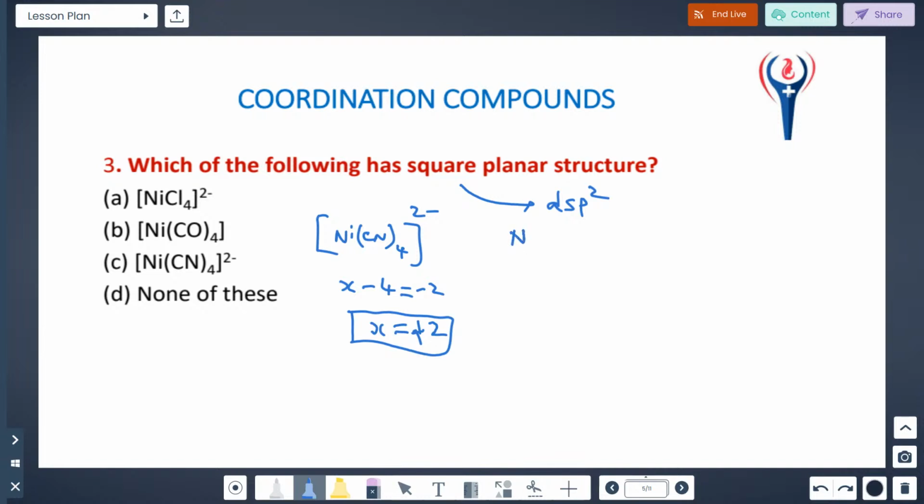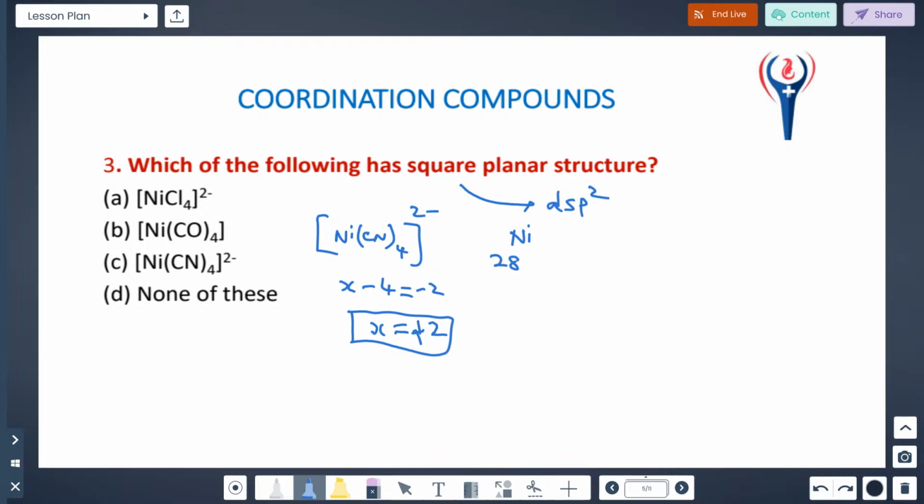Nickel's atomic number, you must remember. In the CBSE board examination they will give everything, but in the NEET examination they won't give. So you just memorize the atomic numbers of the first transition series. Then only you will be able to solve these sums. Without the atomic number you cannot find all this. Understood? So the atomic number for nickel is 28.